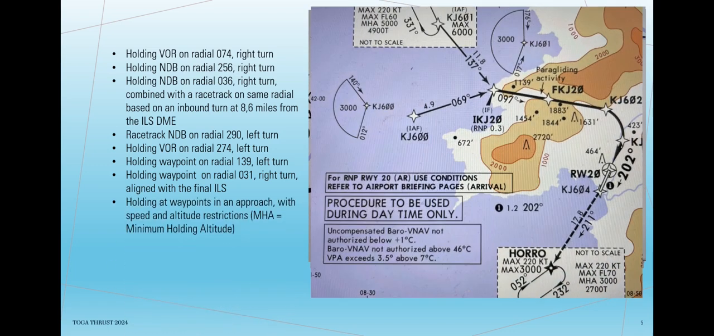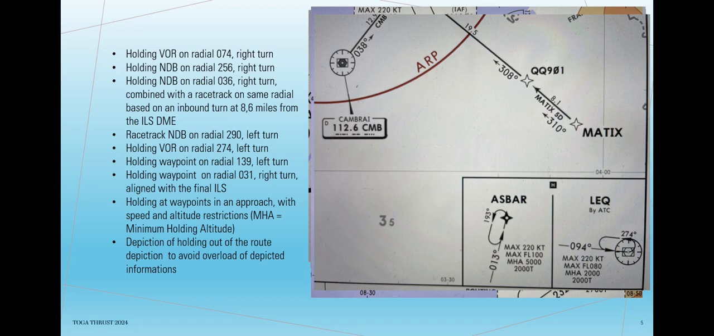Holding at waypoints in an approach, with speed and altitude restrictions, MHA equals minimum holding altitude. Depiction of holding out of the route depiction to avoid overload of depicted information.